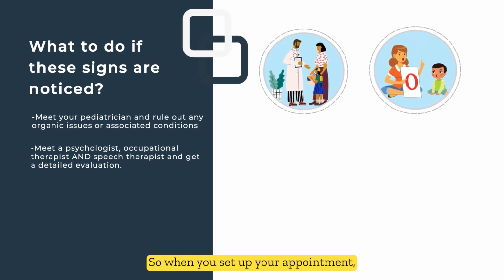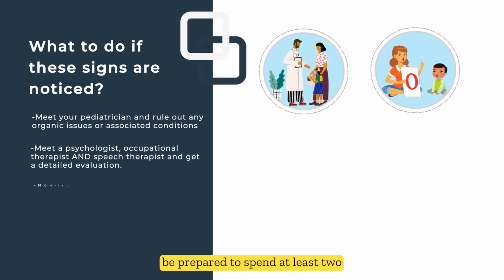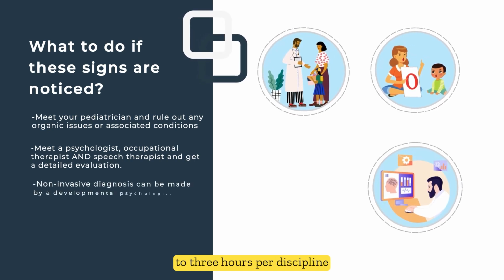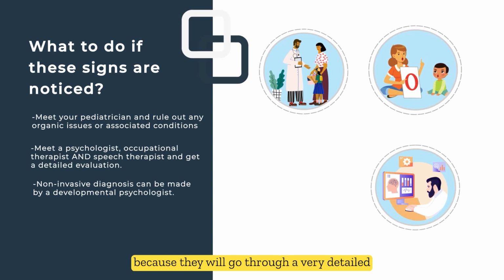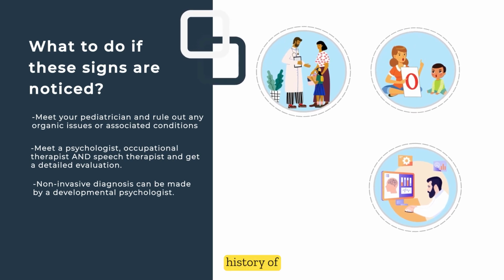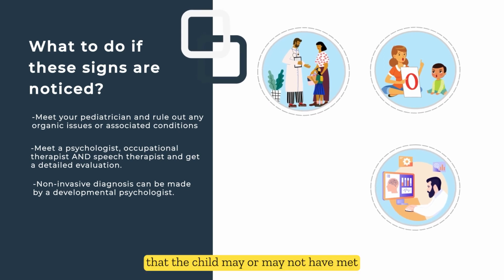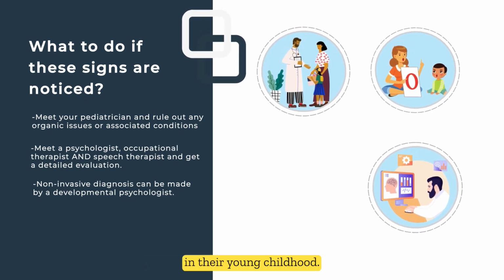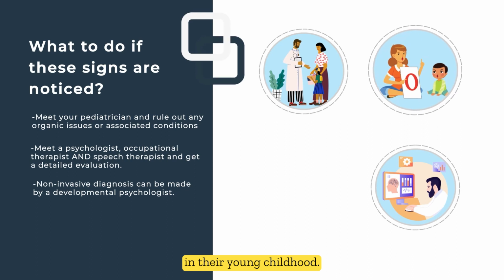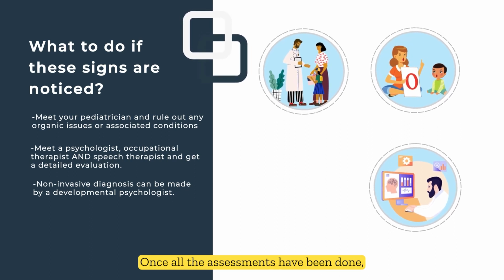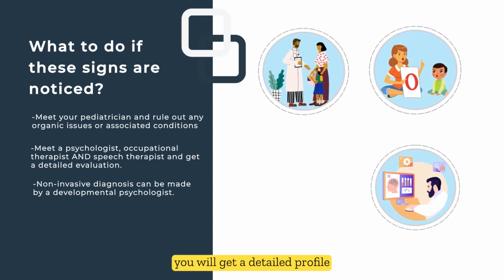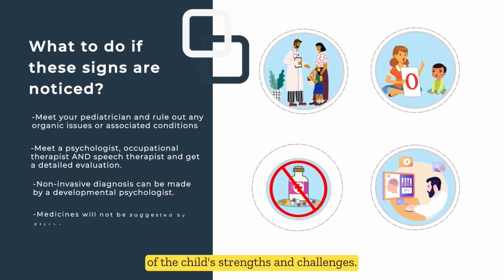So when you set up your appointment, be prepared to spend at least 2 to 3 hours per discipline, because they will go through a very detailed history of the child's birth and also of the milestones that the child may or may not have met in their young childhood. Once all the assessments have been done, you will get a detailed profile of your child's strengths and challenges.